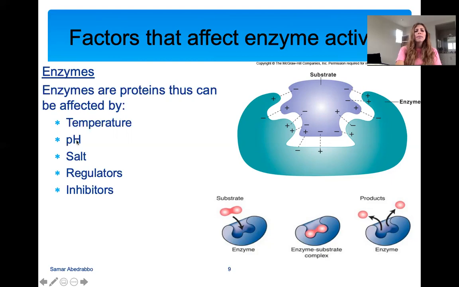Enzymes can also be affected by pH. So if pH is too low, if you add an acid to an organism or a base, you can kill the organism because you affect the enzymes. They can be affected by salt. That's also why we use salt to kill bacteria, because you affect their enzymes. Regulators are things that, for example, activate enzymes. So an activator will cause an enzyme to be activated, and then inhibitors can affect enzymes in that they inhibit or stop enzymes from functioning.